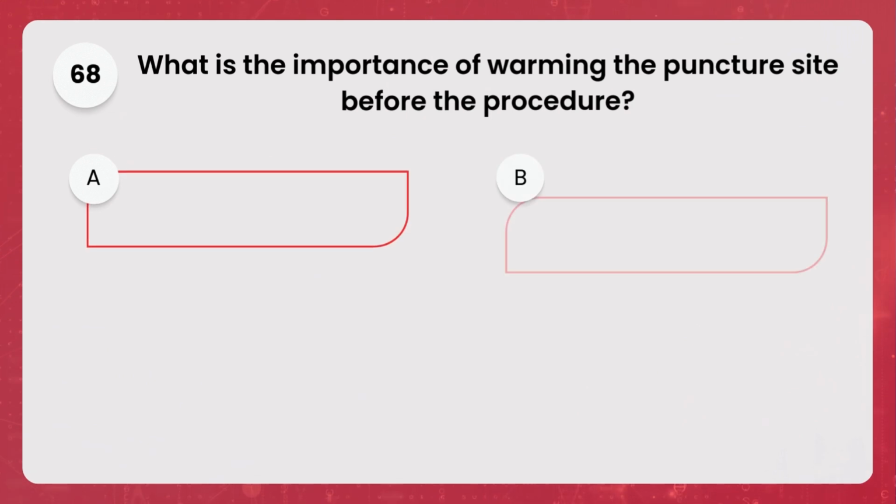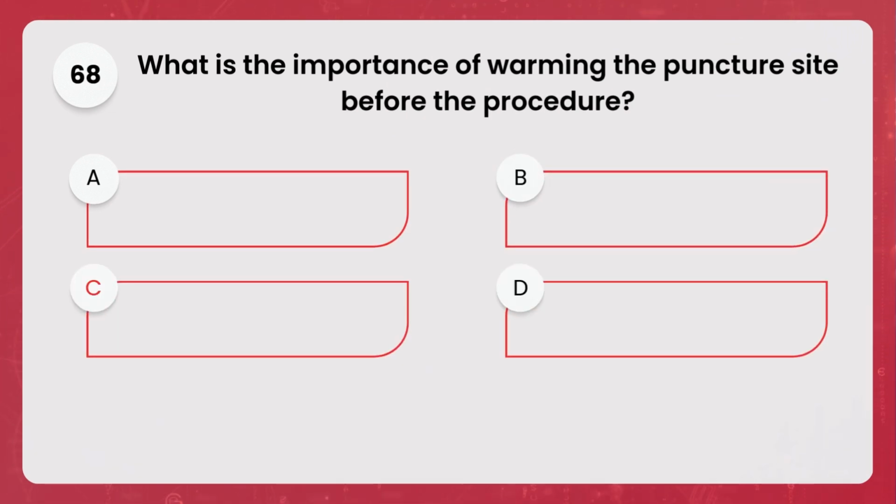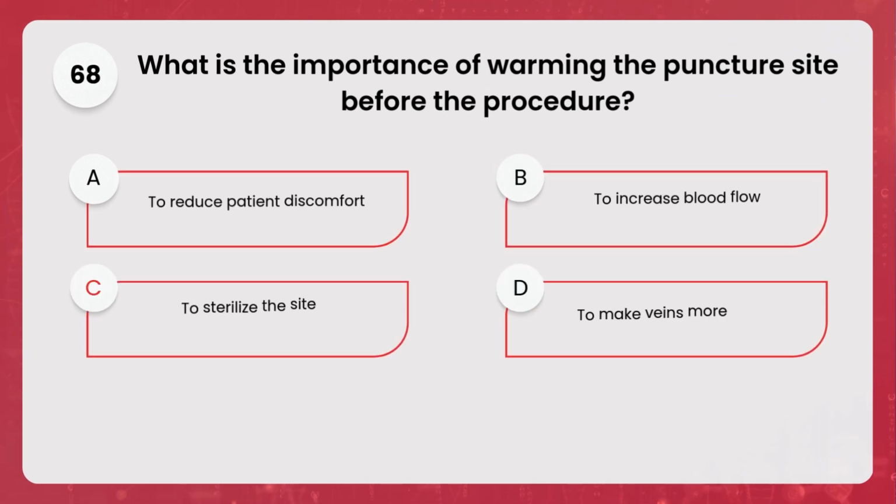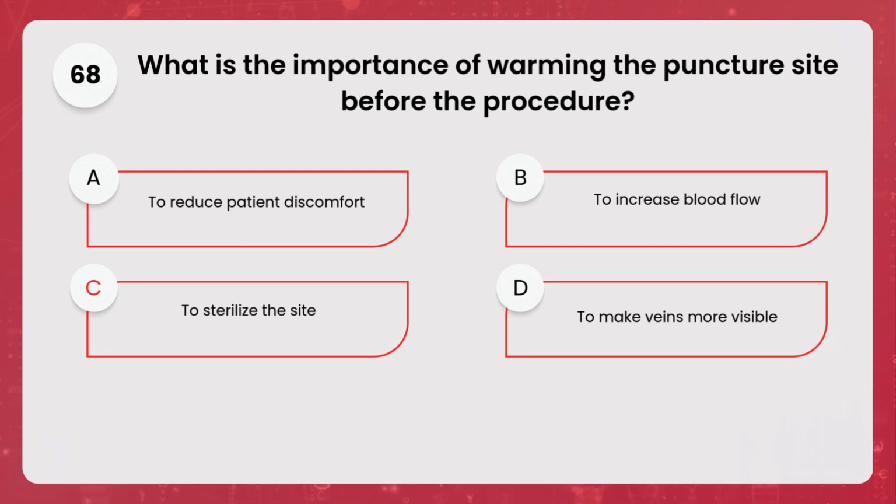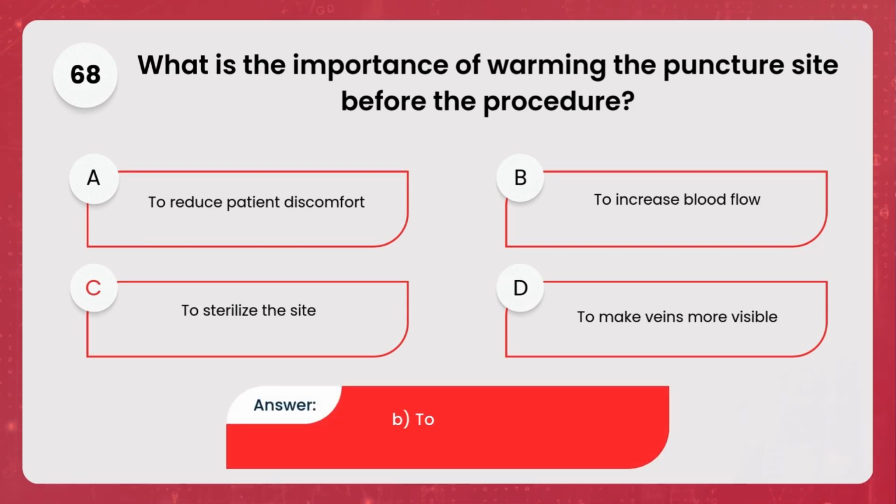Number 68. What is the importance of warming the puncture site before the procedure? A. To reduce patient discomfort, B. To increase blood flow, C. To sterilize the site, or D. To make the veins more visible? The answer is B. To increase blood flow.